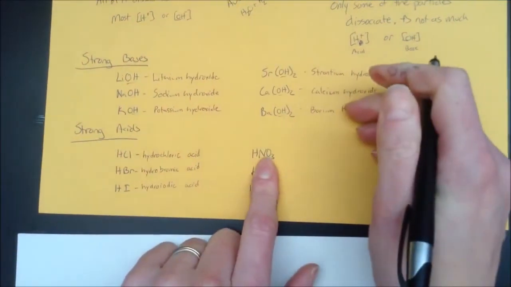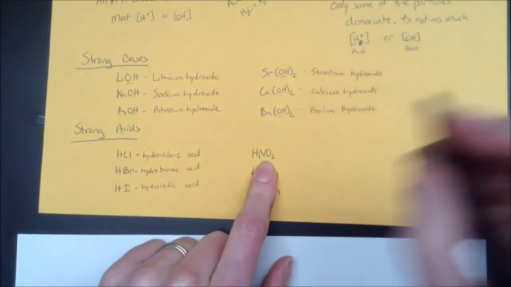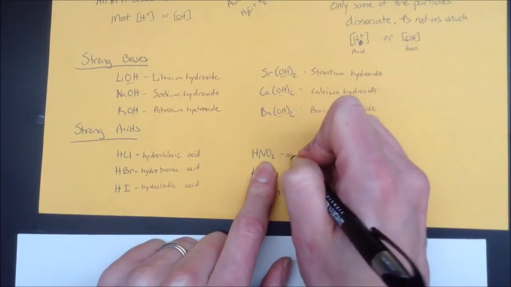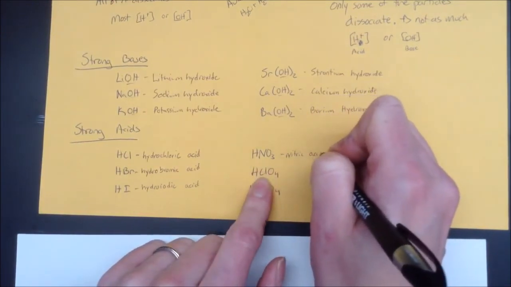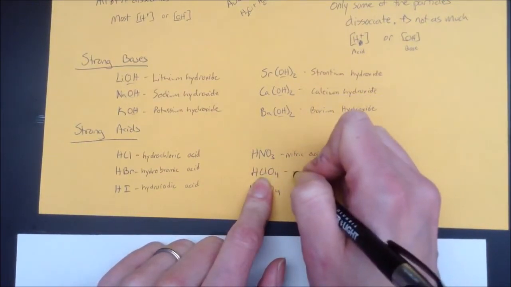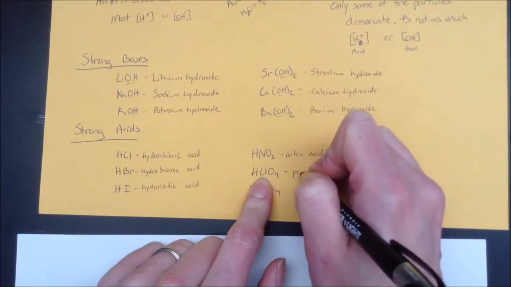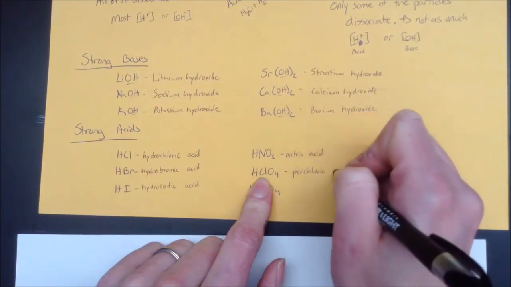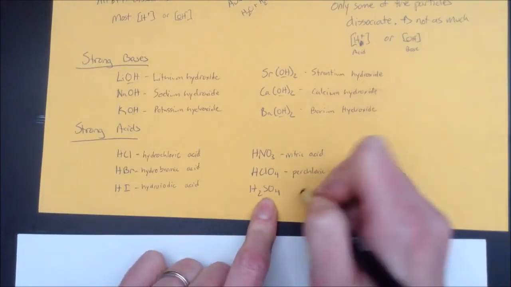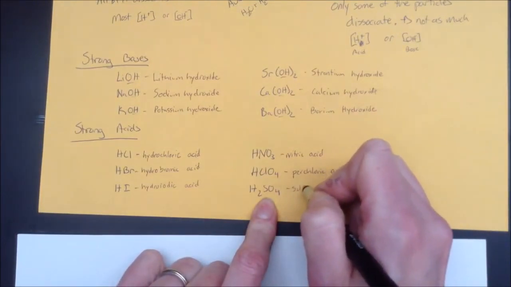And we do something similar here, but definitely not the same. This is nitric acid. This is the high one, right? Perchloric acid, which you'll learn how to name later. And this one is sulfuric acid.